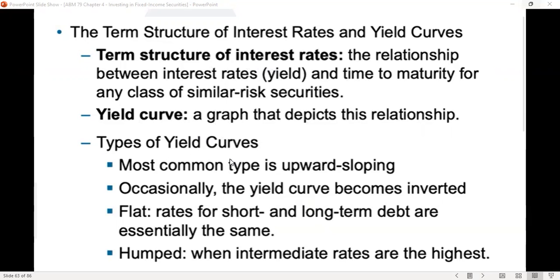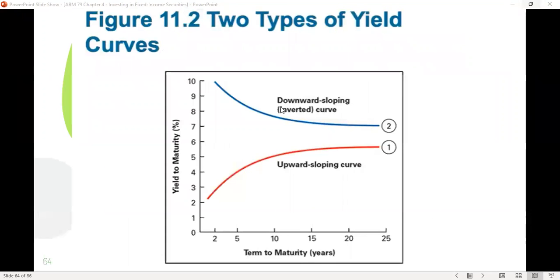We have types of yield curves. The most common type is upward sloping, while occasionally the yield curve becomes inverted, downward sloping. Then flat, where rates for short and long-term debt are essentially the same. And lastly the humped one, which is when intermediate rates are the highest. So this is an example of these types of yield curves: downward sloping or inverted curve and upward sloping curve.